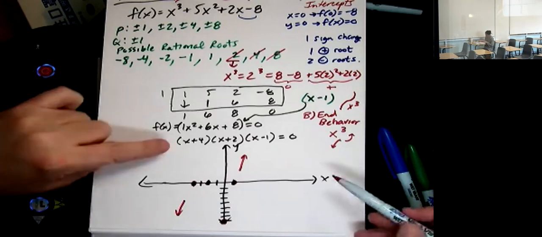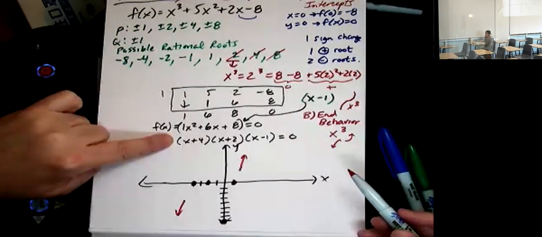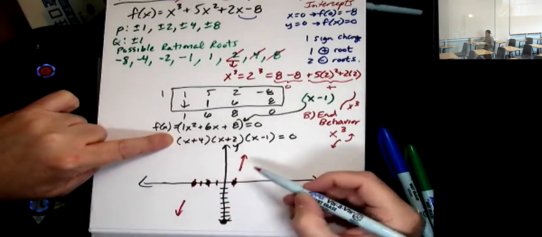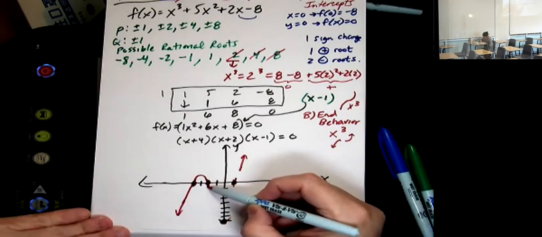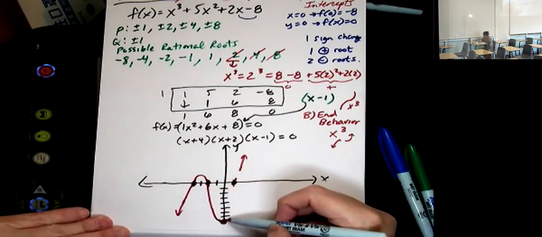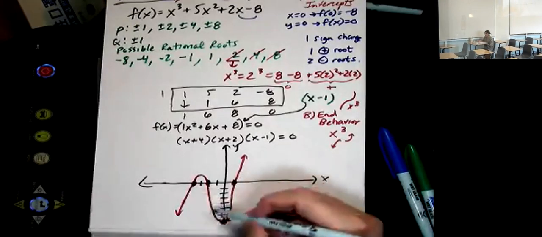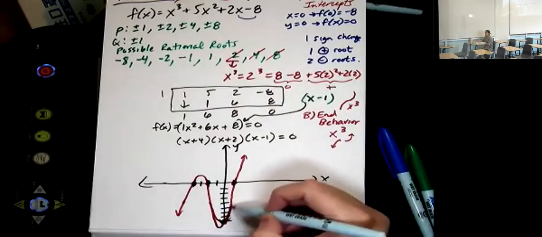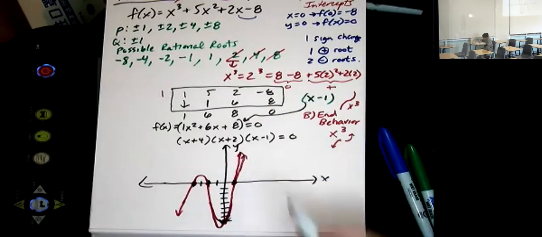And now all of these have multiplicity of 1, so they just cross the line. And I'll just start connecting stuff. This probably goes down like this and like that. I'm betting he does that because that would be a little bit smoother looking. Something like that.